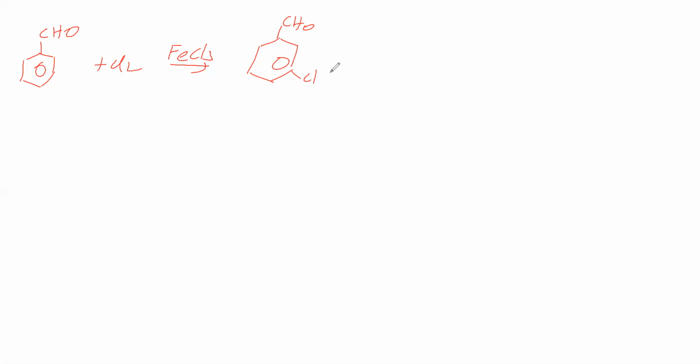The aldehyde group contains C double bond O. Therefore, we can say it is an electron withdrawing group. Electron withdrawing group means it is deactivating the phenyl ring. It is a meta director for electrophilic substitution. Here, what is the electrophile created in the sense Cl plus? Cl plus is attacking at the meta position.